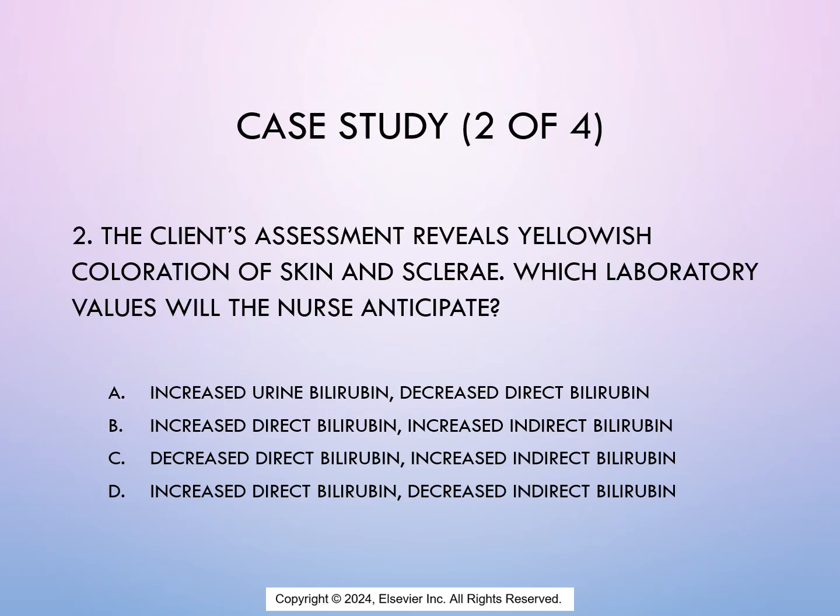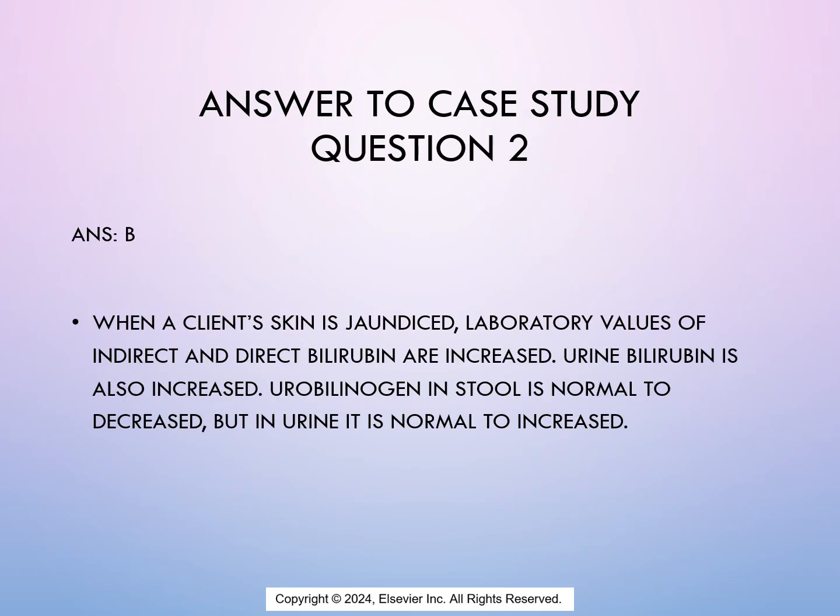Go ahead and take a moment to review this question. It's asking about an assessment that reveals yellowish coloration of the skin and sclerae. Go ahead and determine which laboratory values you are going to anticipate, and we will review these on the next slide. The answer here is going to be B as in boy. Whenever a client's skin is jaundiced, laboratory values of indirect and direct bilirubin are going to be increased.